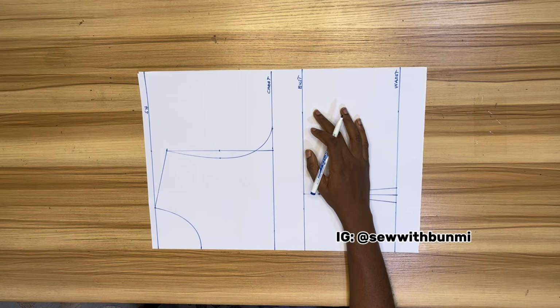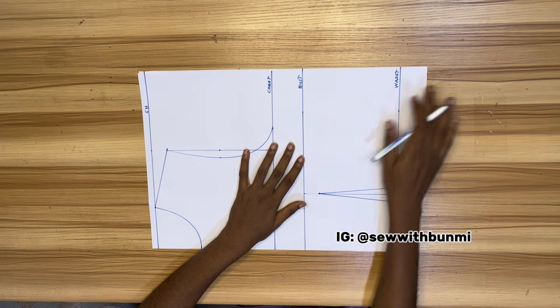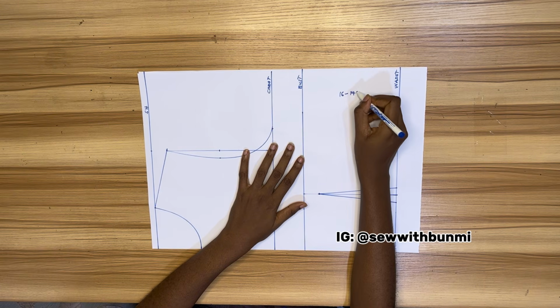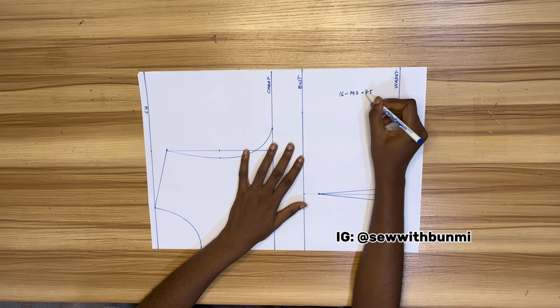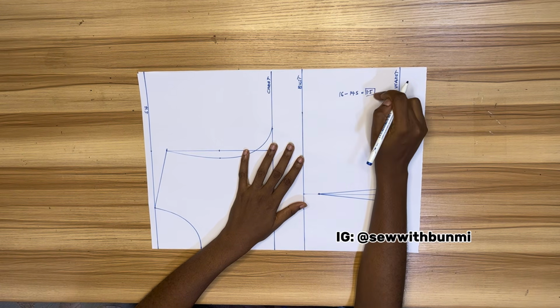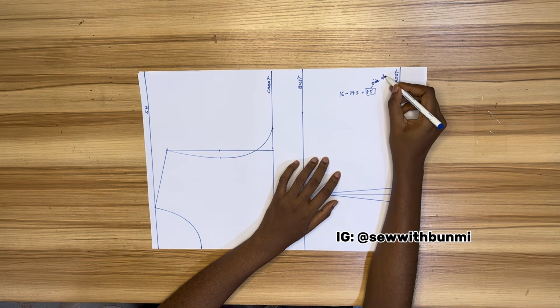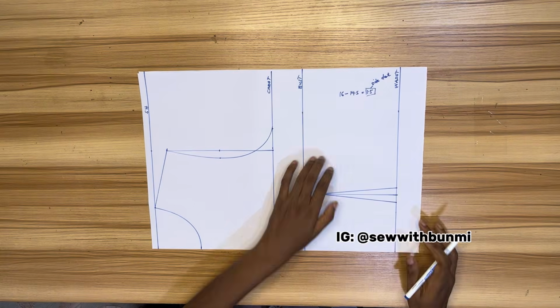Now pay attention at this point. Let's calculate our side dart. My shoulder to my front waistline is 16 and my shoulder to my back waistline is 14.5. So when you subtract both from each other, you have 1.5. So 1.5 is what I'll be using for my side dart. Okay, let's just keep this aside.